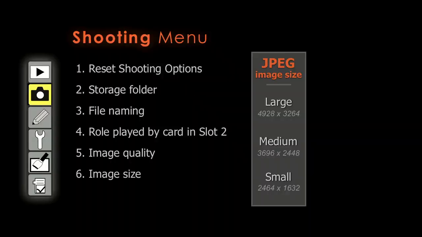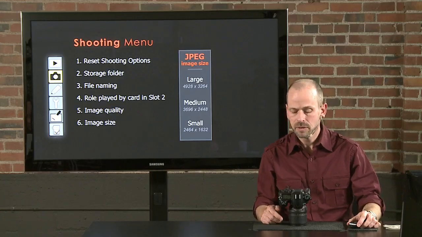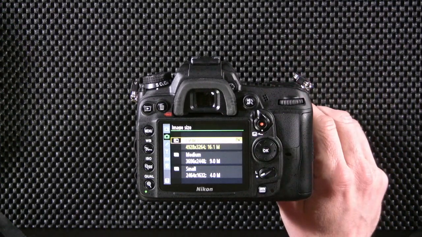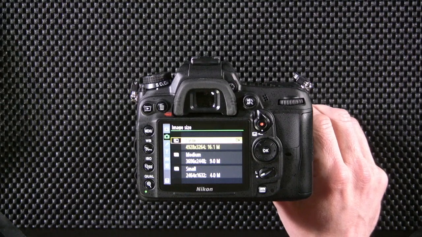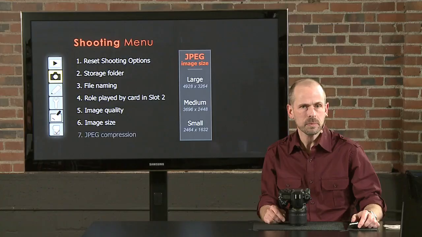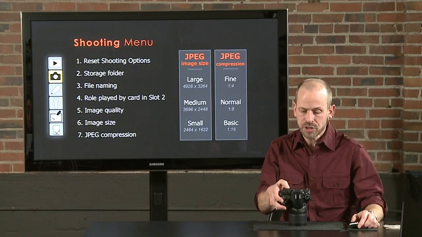We have the image size. We talked a little bit about this before, which is the number of pixels that you are recording. If you do choose to record in JPEG format, I would generally choose the largest size so that you have the most data to work with. If you're downloading to a computer, working with a program like Lightroom, you can crop in later and get good quality results. We have JPEG compression.